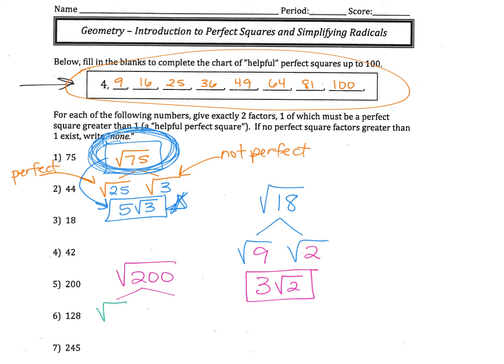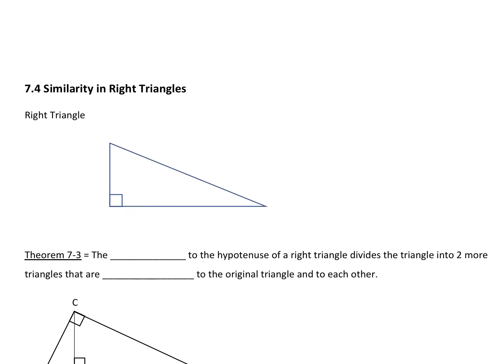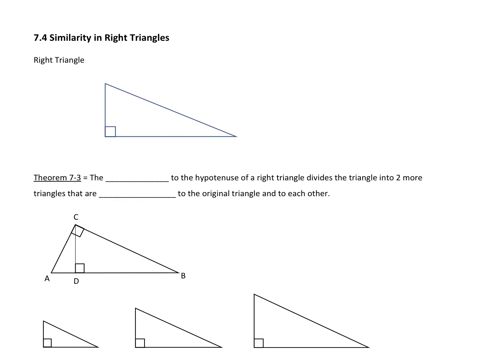10 rad 2. 100 is the perfect square. 2 is the non-perfect square. The square root of 100 is equal to 10. The square root of 2 we can't simplify, so you get 10 rad 2. Any questions on that? Remember that? Okay. Then what we're going to do in this lesson is going to use a little bit of that.